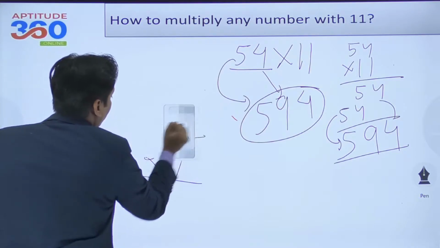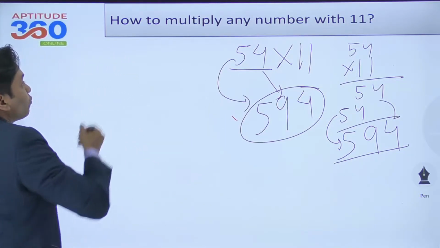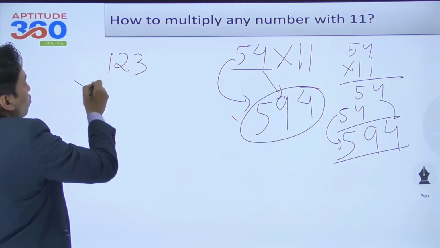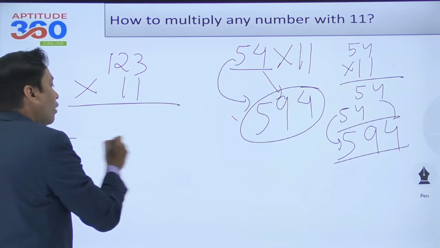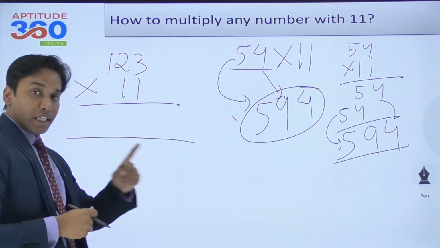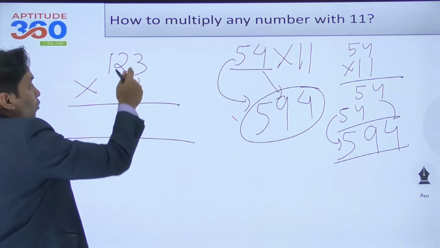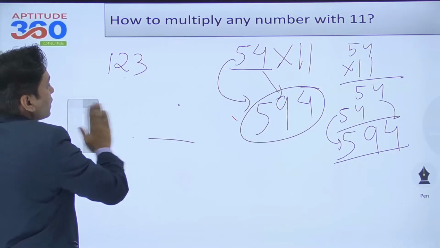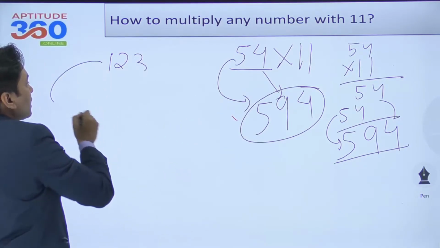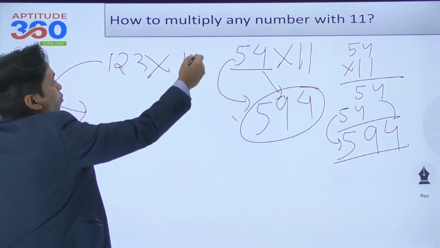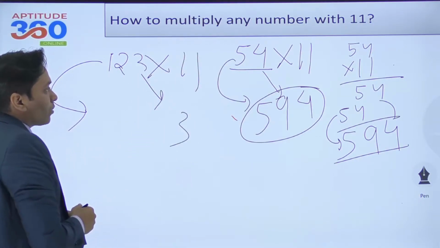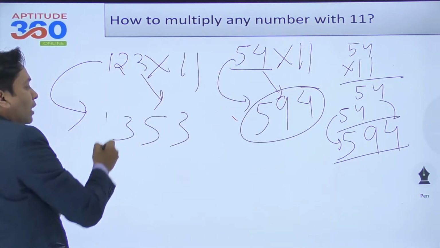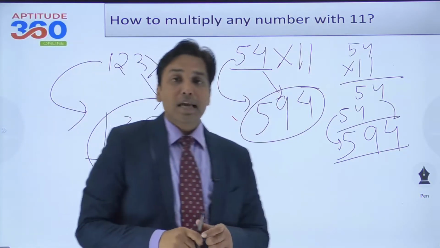Now if we need to do this for any random number, say 123 into 11, how do I do that? If I choose to do that in one line, how do I do that? Because this number is 123, I should not even be writing all of it. I will write directly the answer. What is that I'm going to write? This is 3, right? And then 2 plus 3 is 5, and then 2 plus 1 is 3, and 1. That is the answer.